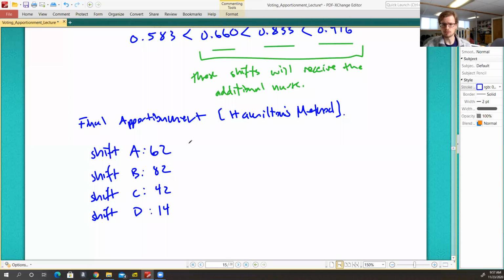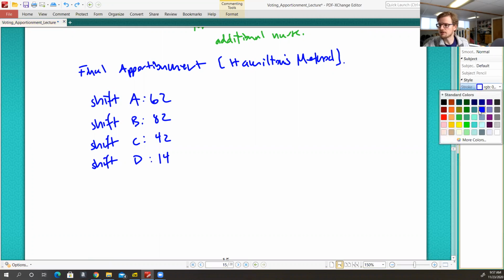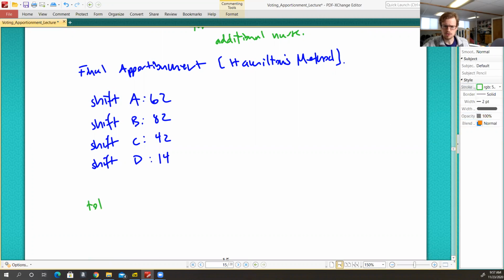And then you should notice here, of course, that the total is exactly what we would like it to be. So let me kind of give it as a comment. The total nurses distributed here is exactly what it should be, the 200 nurses. Excellent. And that is Hamilton's method.